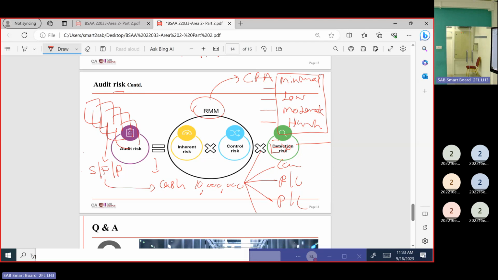Revenue cutoff. Completeness of revenue. Revenue is a balance in the P&L. As a stakeholder, I am really focused on revenue. Have you recognized revenue prematurely? That's a doubt I have. So there is the completeness of the revenue balance.